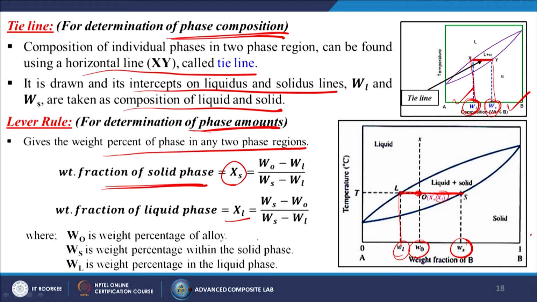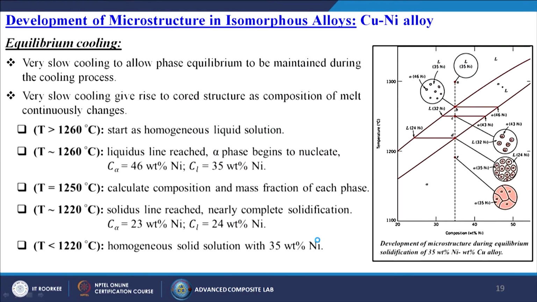Here W0 is the weight percentage of the alloy, WS is the weight percentage within the solid phase, and WL is the weight percentage within the liquid phase itself. So, this way we can easily calculate the weight fraction of the solid phase or the liquid phase.